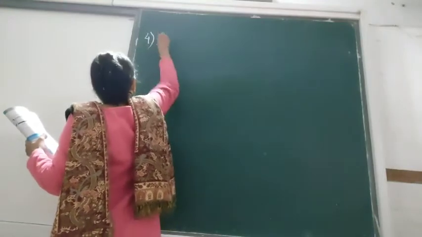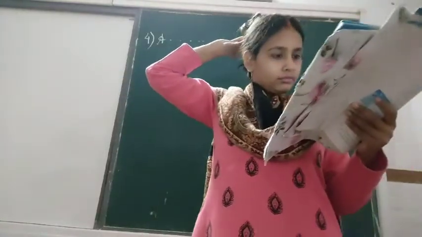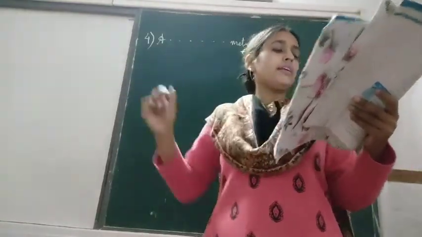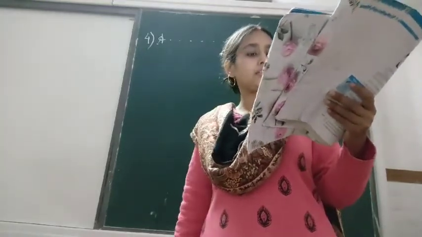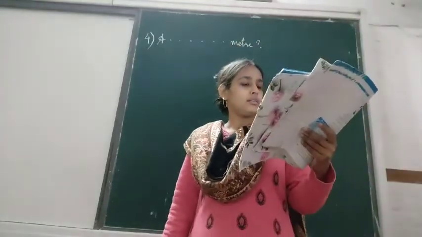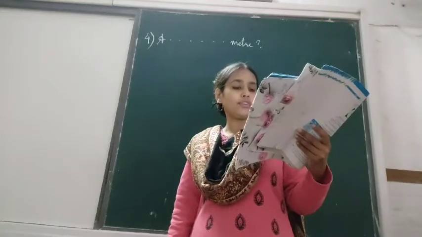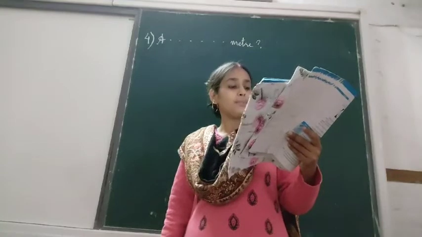So now we are starting with question number 4. A gardener wants to fence a circular garden of diameter 21 meters. Find the length of rope he needs to purchase.